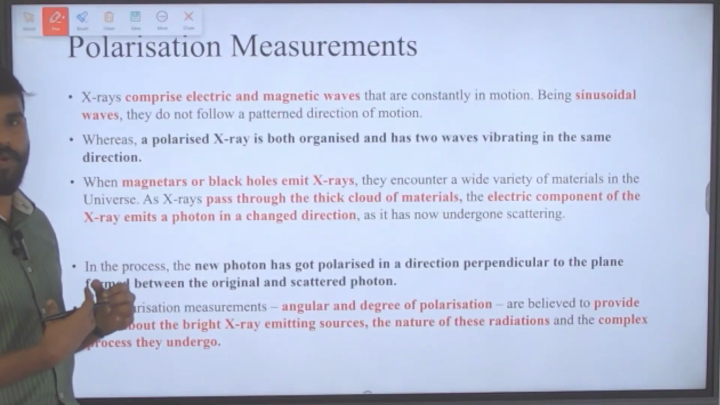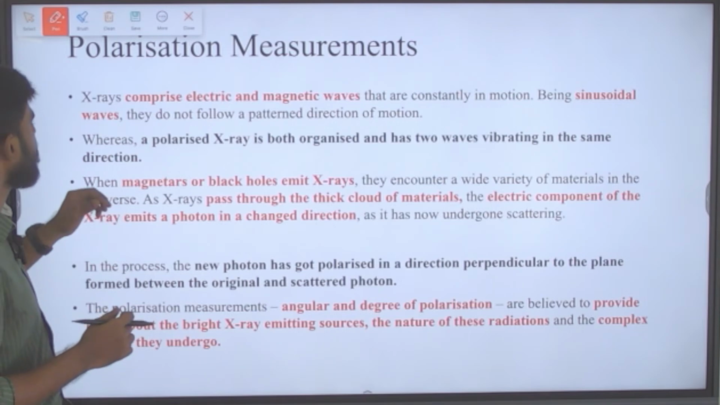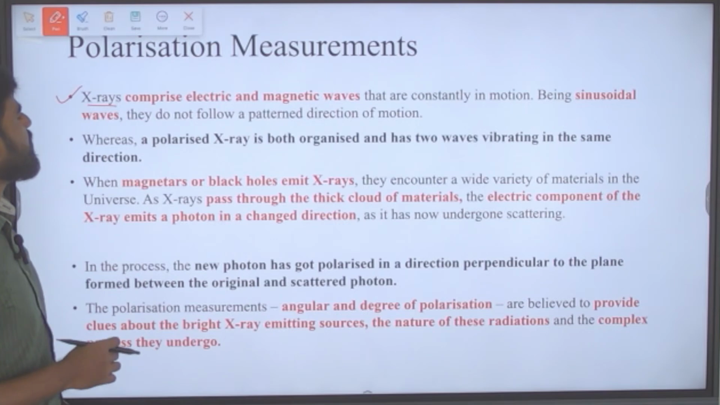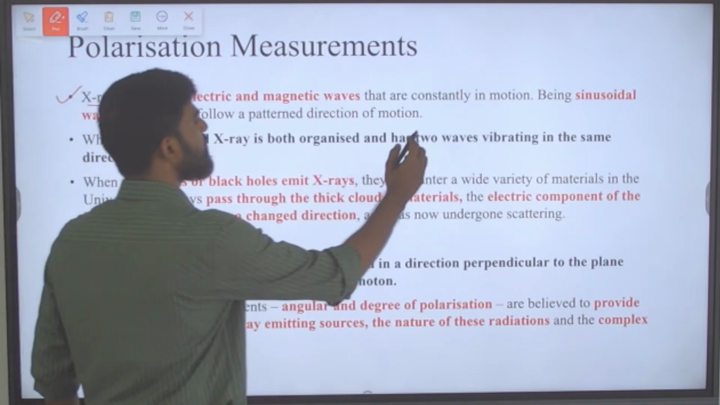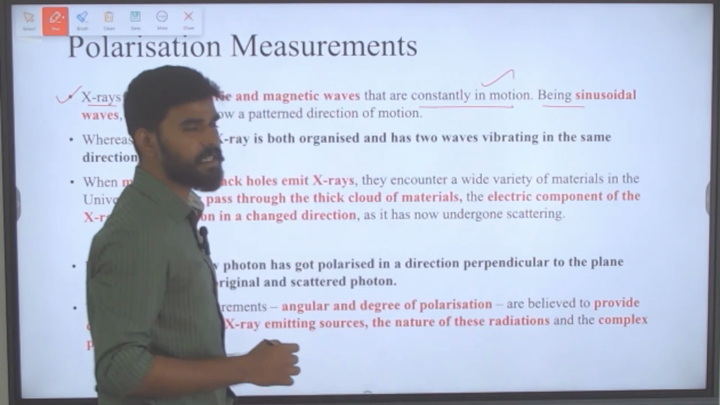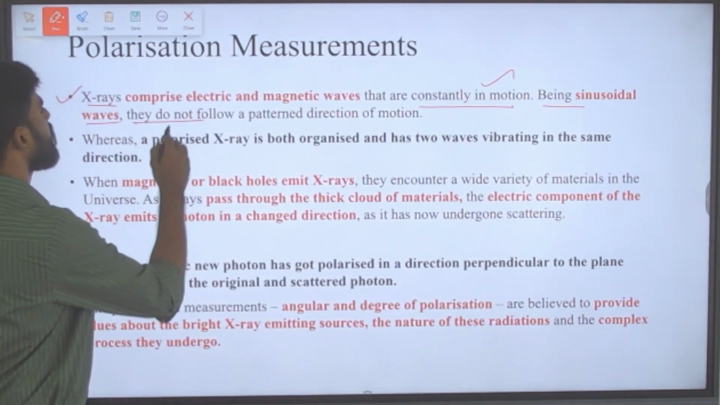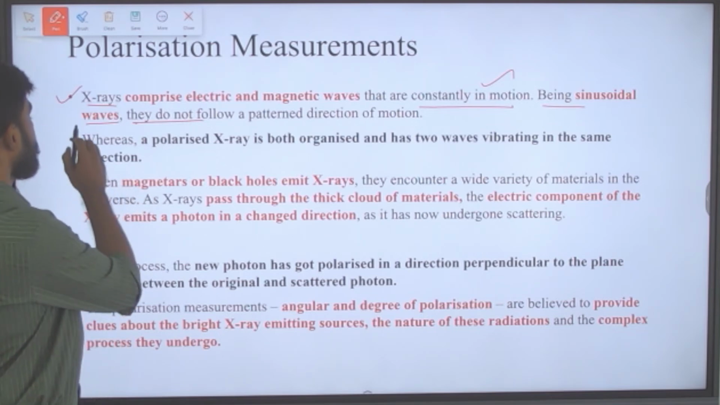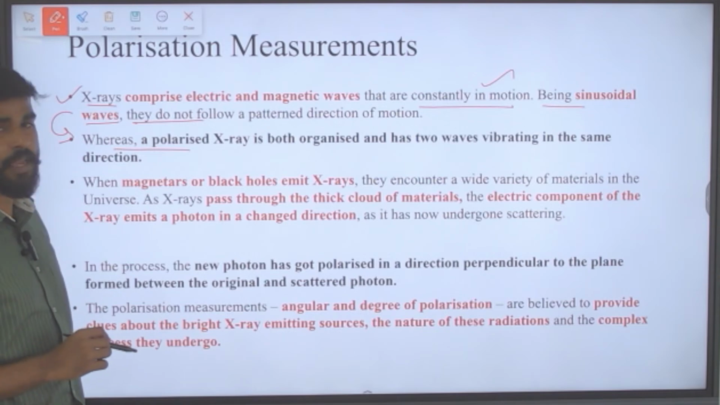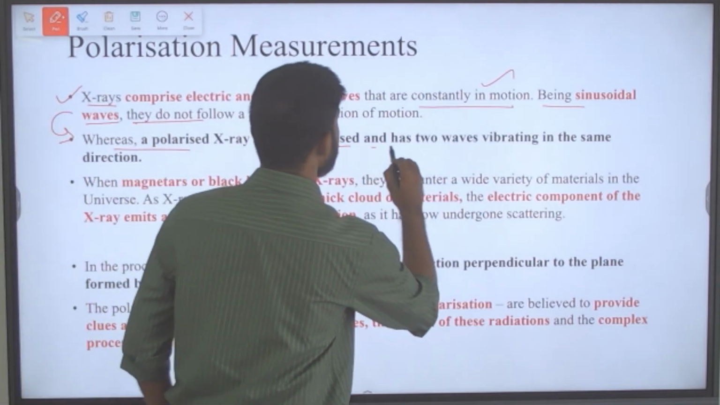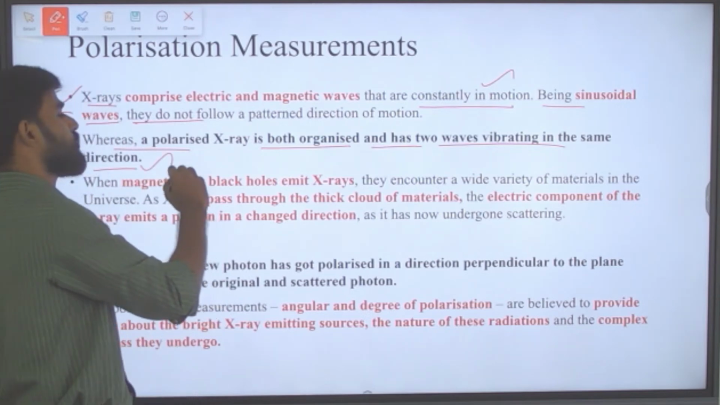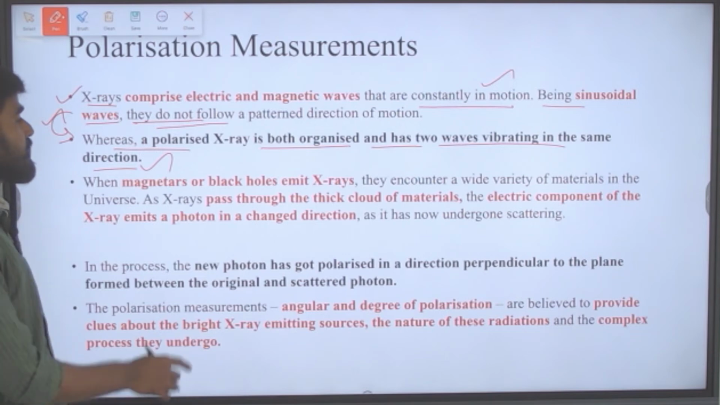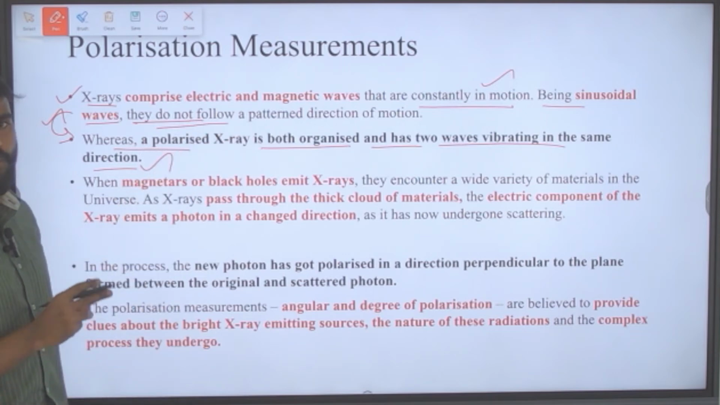And then how is this polarization measurement going to help us, and how is this polarization happening, that we need to know. So X-rays are generally unpolarized, okay, the normal ones. So X-rays comprise electric and magnetic waves that are constantly in motion, okay, and these X-rays are sinusoidal waves, that is they do not follow a patterned direction of motion, okay. But then if the X-rays are polarized, okay, the polarized X-ray is organized and it has two waves vibrating in the same direction, okay.